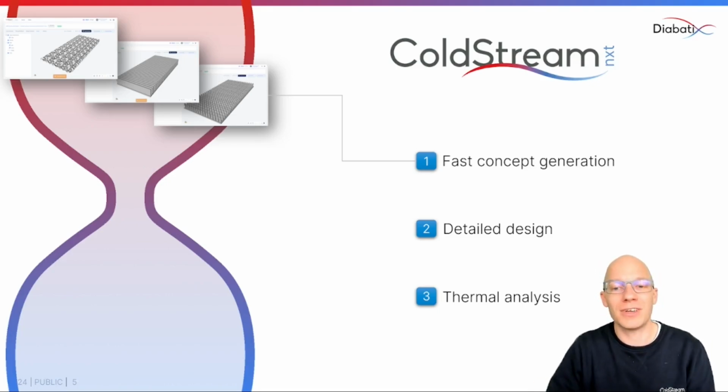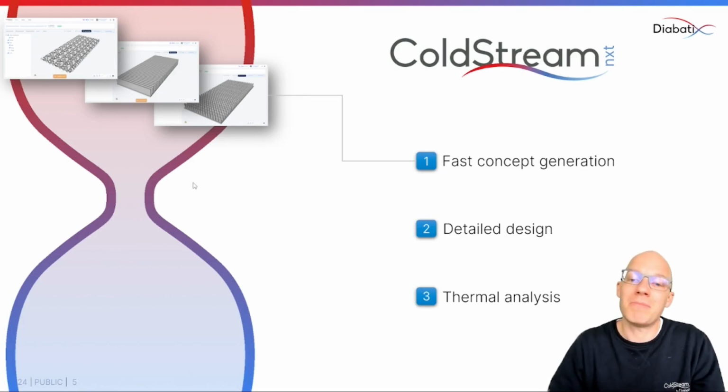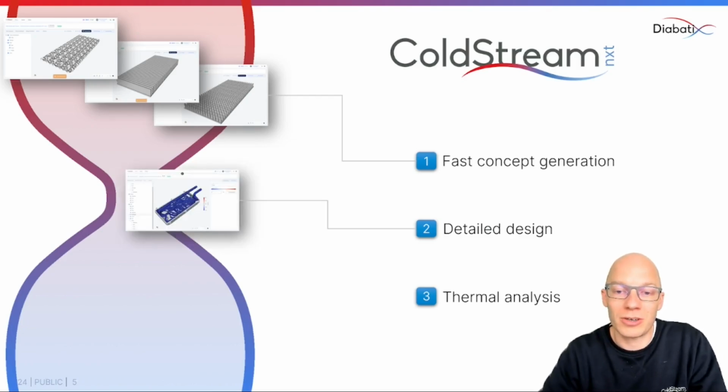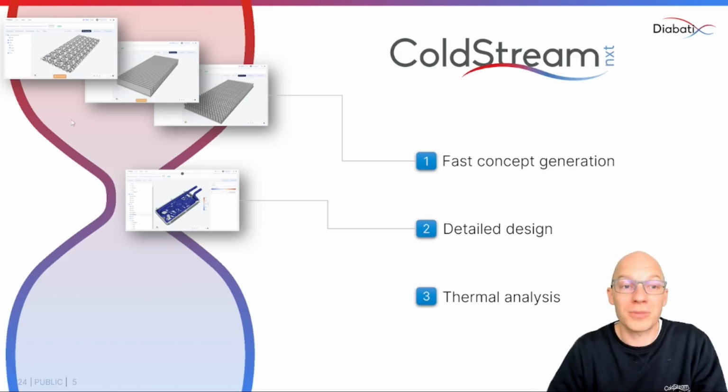After this concept generation phase, comes of course the detailed design. Once you have selected the concept or concepts you want to further explore in detail, well, there is where the topology optimization, the real generative design, comes into good use, starting from the concept that you have pre-selected in an earlier stage.